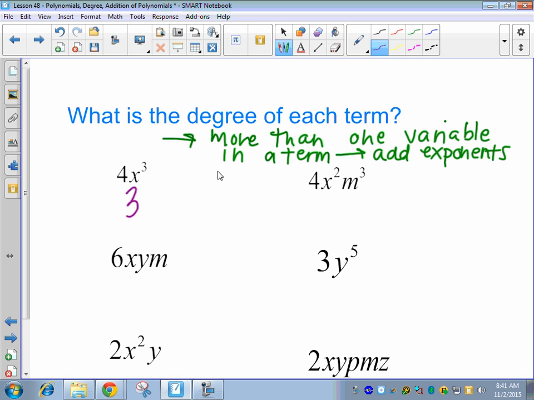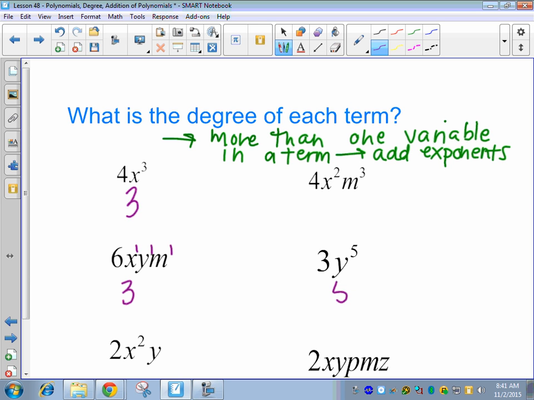6xym is an example of when we'd have to add the exponents because we have more than 1 variable. So we have x, y, and m. None of these have exponents on them, so they're all just 1s. So we would add these up, 1 plus 1 plus 1. Our degree is 3. What's the degree of this one, you guys?